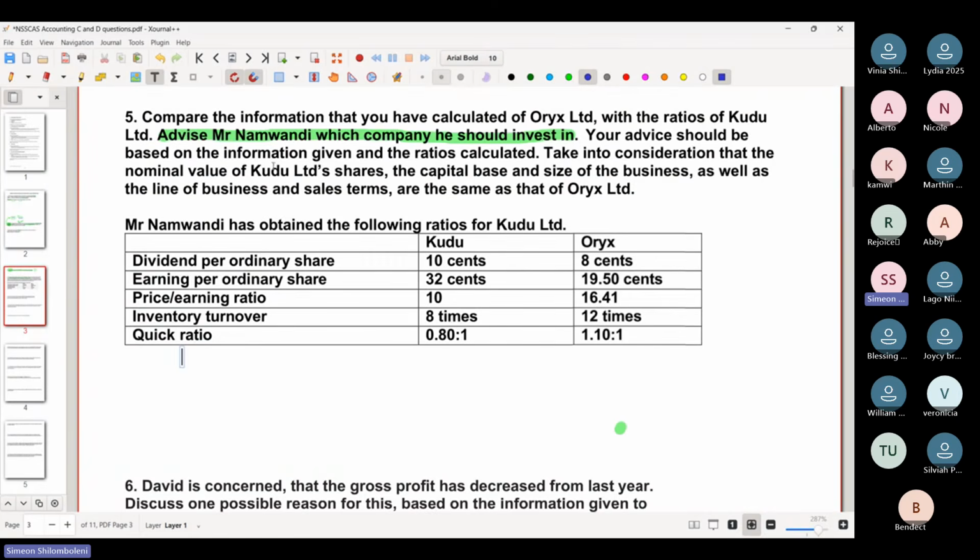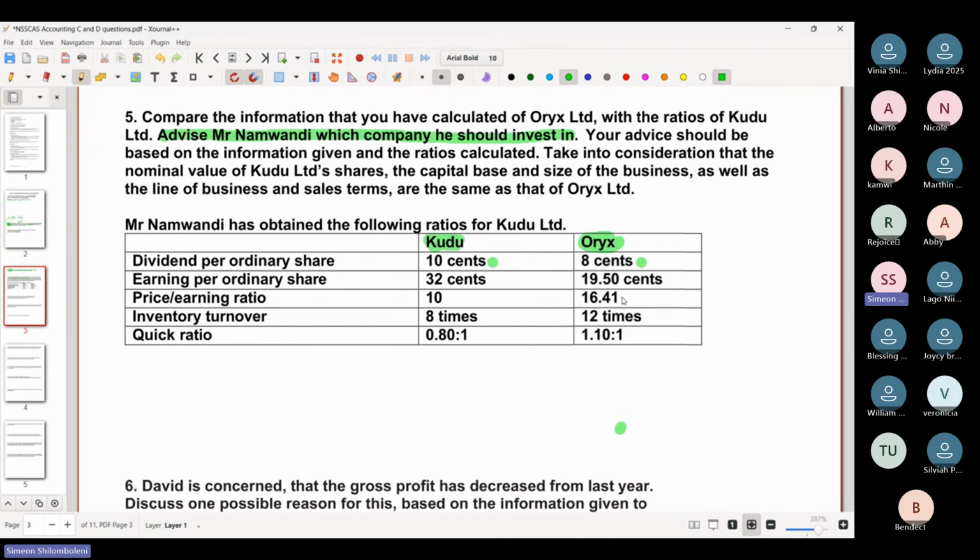Now, let us go back here. Advice in which company he should invest in. You must now look at the impact of investing in Kudu, and you look at the impact of investing in Oryx. Then you now look at this. Kudu has 10%. I did not finish reading the whole thing, but I hope you will be able to get it. Dividend per ordinary share. Dividend per ordinary share for Oryx.